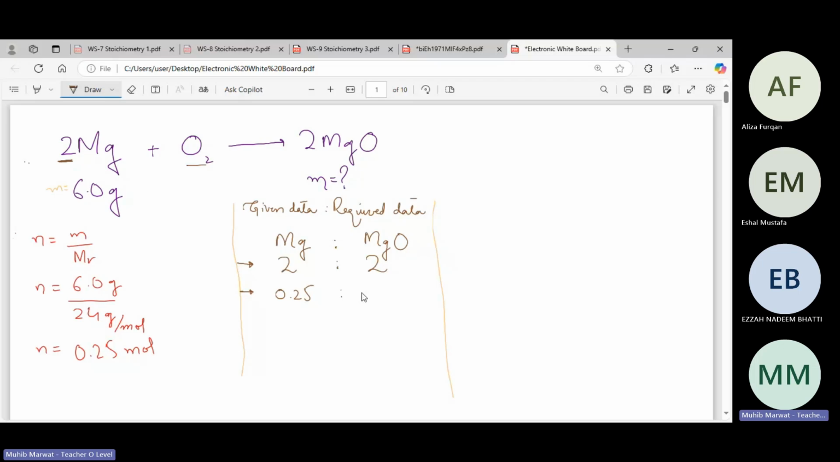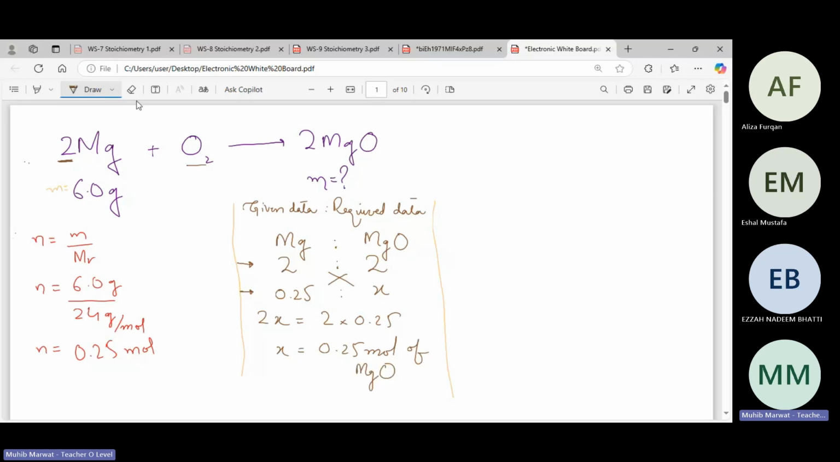The next step will be the given data. 0.25 moles will then produce X number of moles of magnesium oxide. Just by the cross multiplication method, 2 into X is equal to 2 into 0.25, or X is equal to 0.25. The 2 will cancel out, right? 2 is multiplied on the left side, and on the right side it is divided, and the 2 in the numerator and denominator cancel out with each other, and hence we have calculated 0.25 moles of magnesium oxide. Step number 2 is clear.